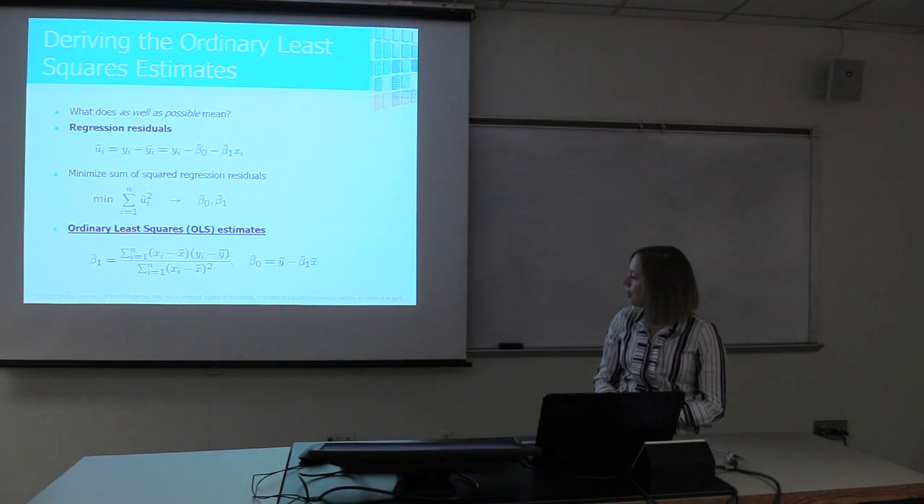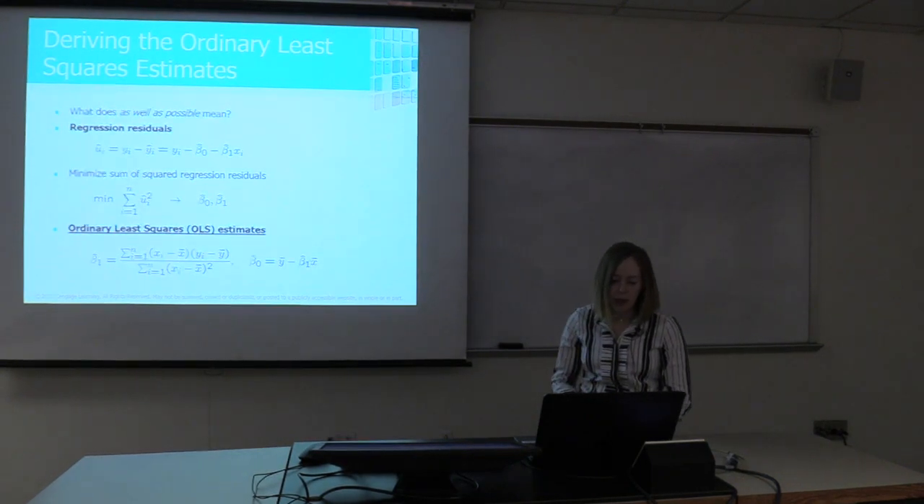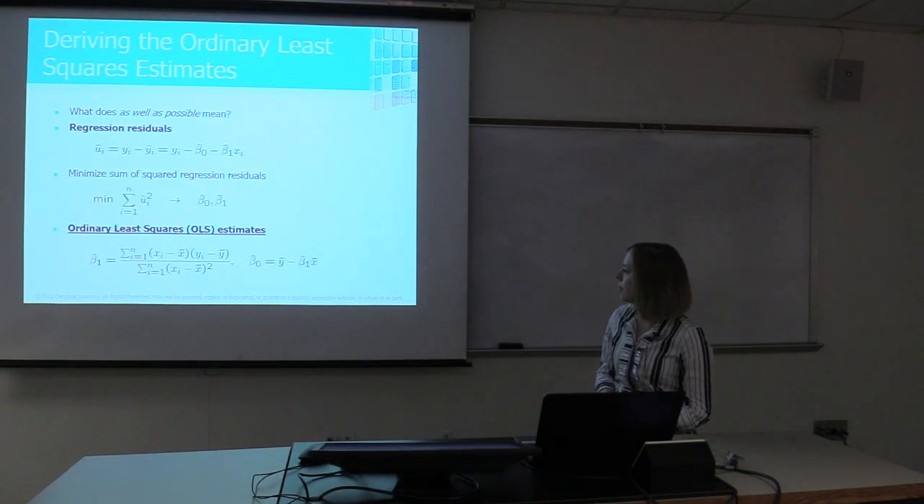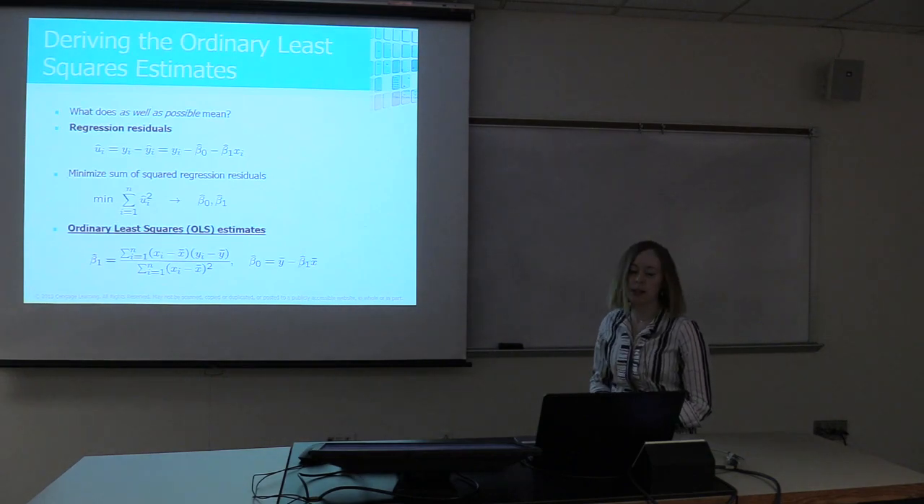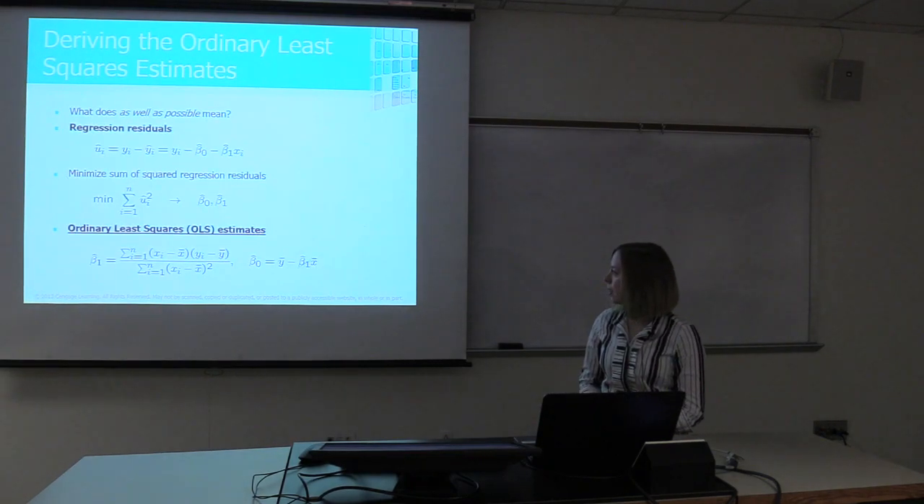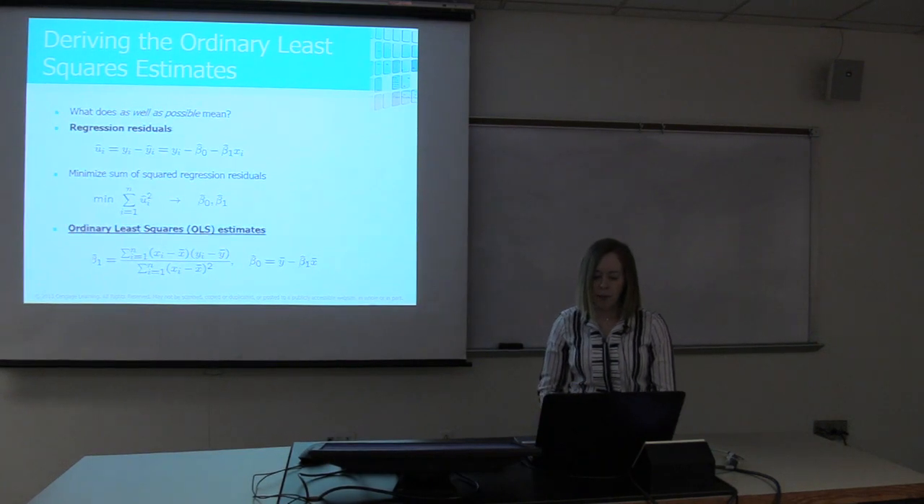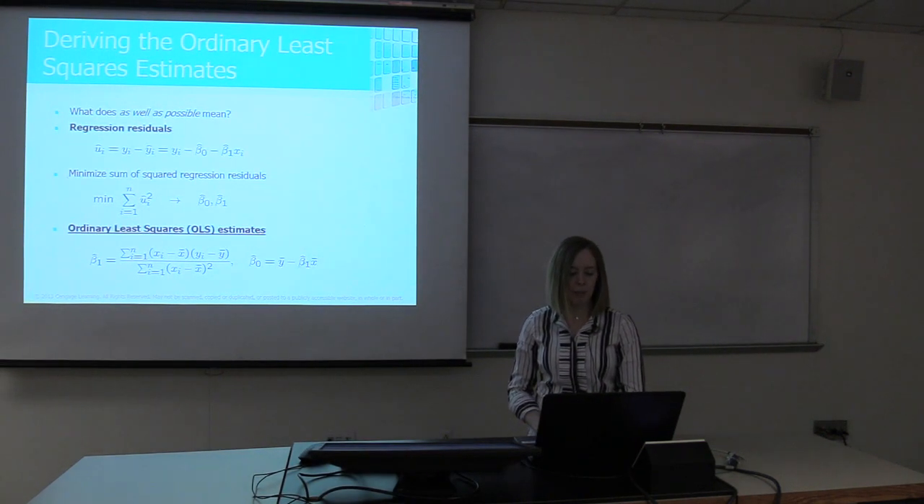So you can see the formula that we get for beta 1 hat. Whenever there's a hat, it's like beta's wearing a hat. That means the estimated value. The formula is the sum of xi minus the average of x, that's x bar, times yi minus the average of y, y bar, over the sum of xi minus x bar squared. And then you plug into y bar minus beta 1 hat x bar to get your beta naught hat.